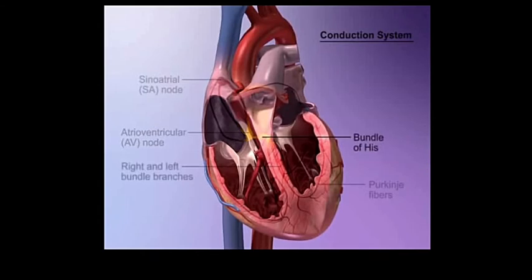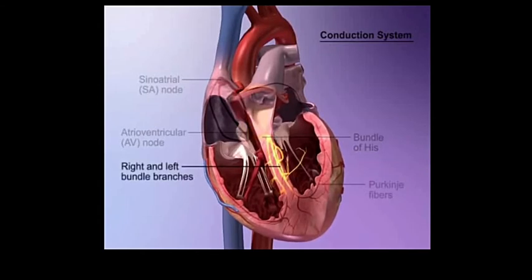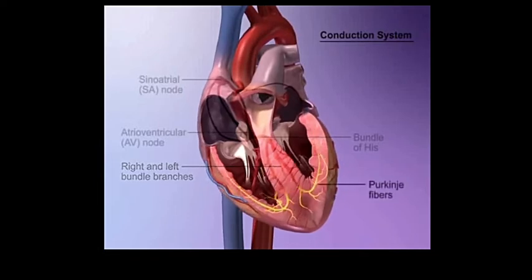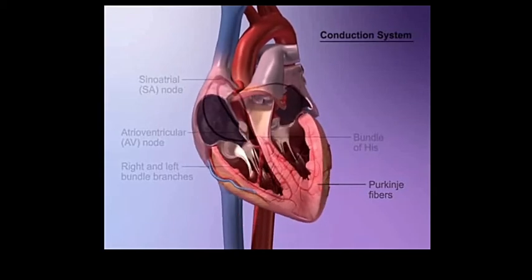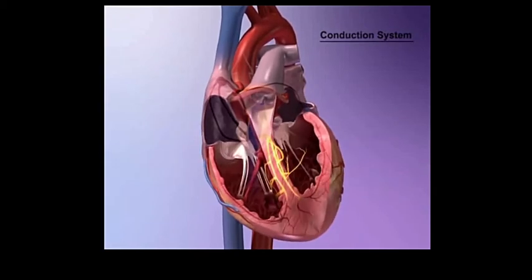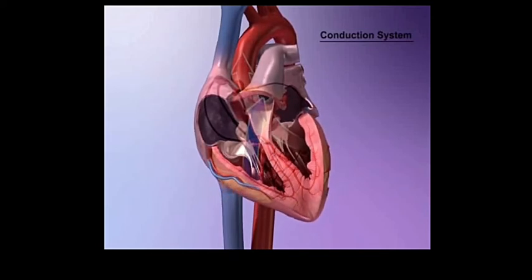From there, it traverses along the right and left bundle branches. Finally, the impulse travels through the Purkinje fibers, which have a frequency of 20 to 40 beats per minute. Reaching the ventricles, it stimulates contraction, and the heart ejects blood.